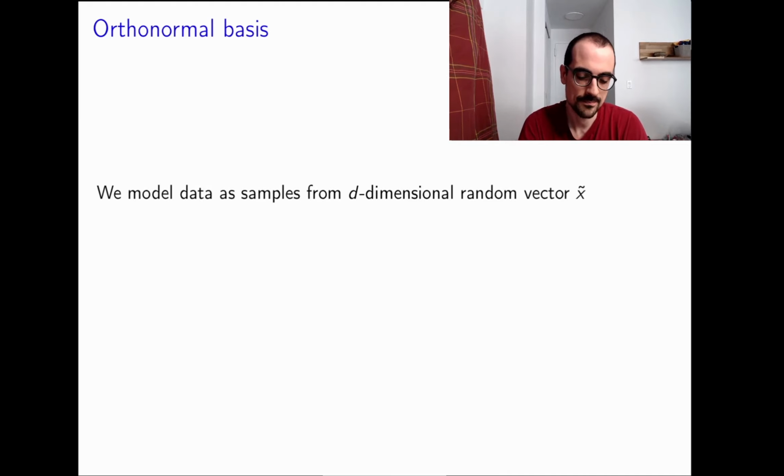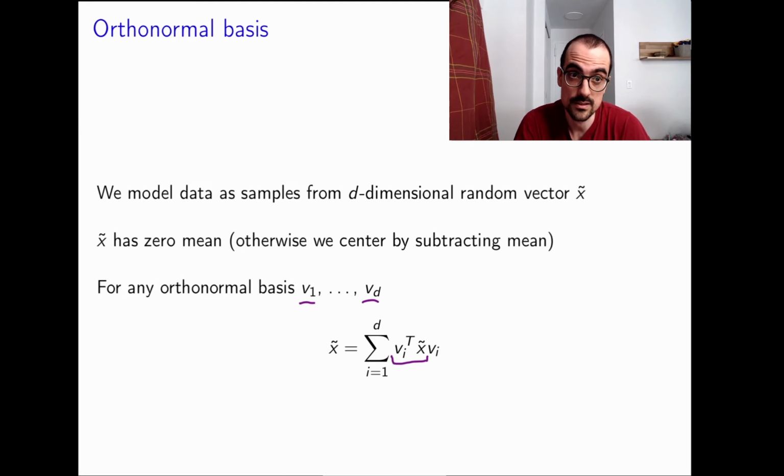So now for any orthonormal basis V1 to Vd, we're in d dimensions, we can express the vector, this is just standard linear algebra, as coefficients that are equal to the inner product of the vector with each of the basis vectors, and then multiplying by the basis vector. This only works for orthonormal bases, of course. Okay, this is just a standard decomposition of a vector in an orthonormal basis.